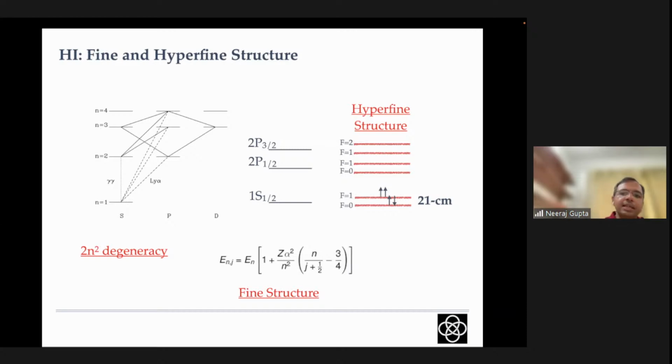What happens in this case is that when the electron and proton spins are parallel to each other, it corresponds to a higher energy state, and when they are anti-parallel to each other, it corresponds to a lower energy state.